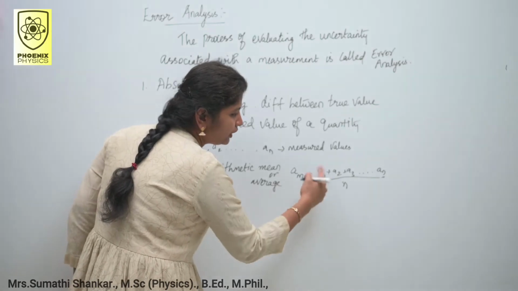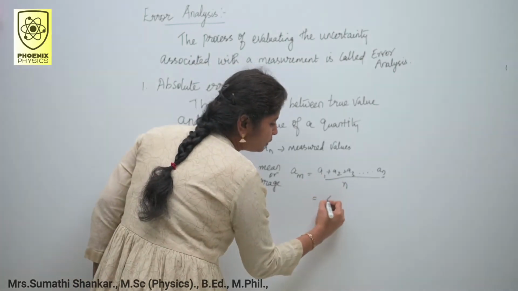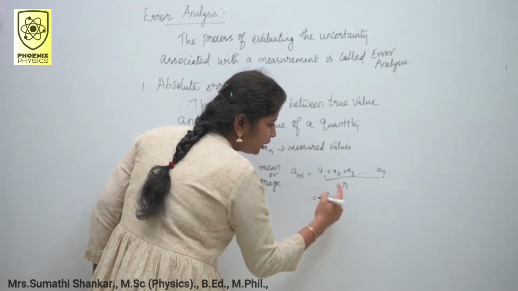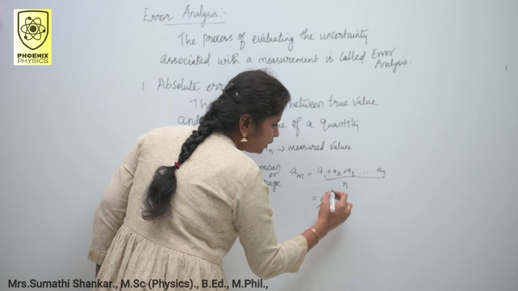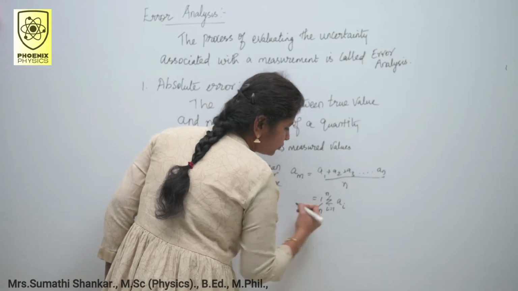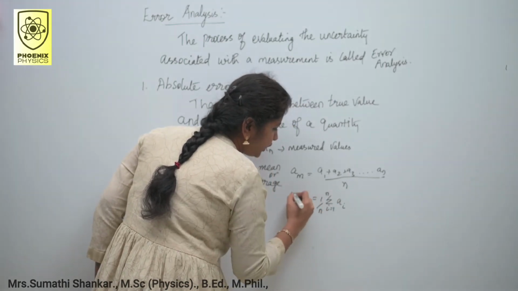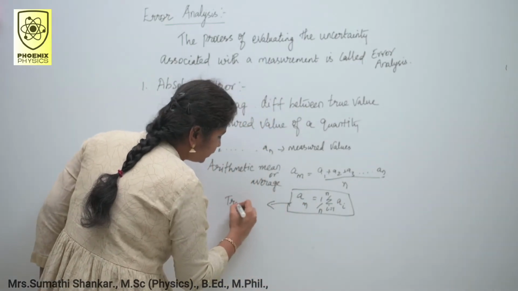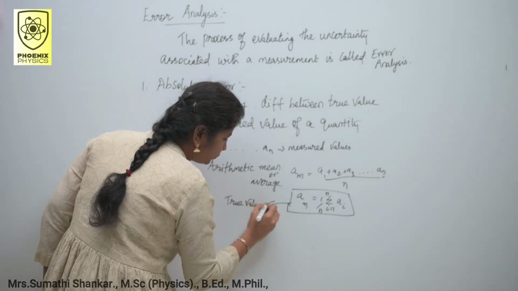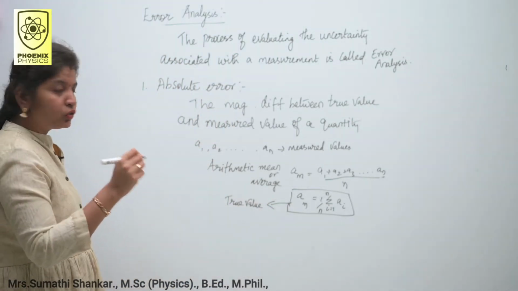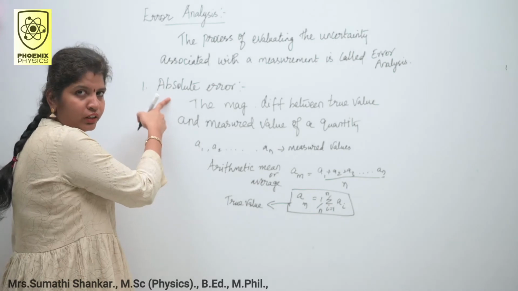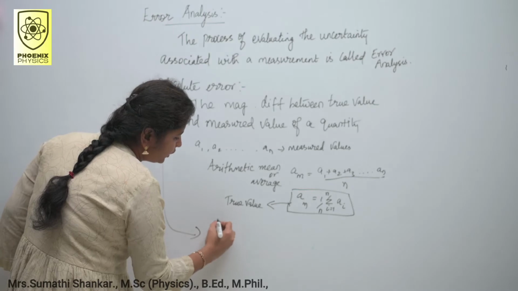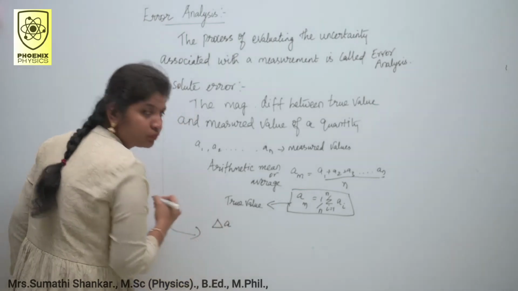Okay, how do you rewrite this equation? It is nothing but the summation of i equal to 1 to N, bring this N here, that is 1 by N and Ai. Okay, this is our arithmetic mean and this AM is nothing but our true value. Now our aim is to find out absolute error. Let's say the absolute error is delta A.